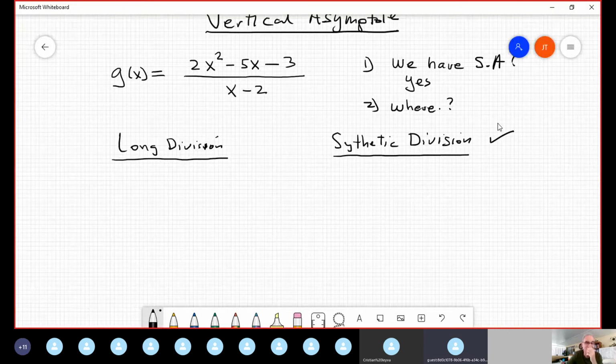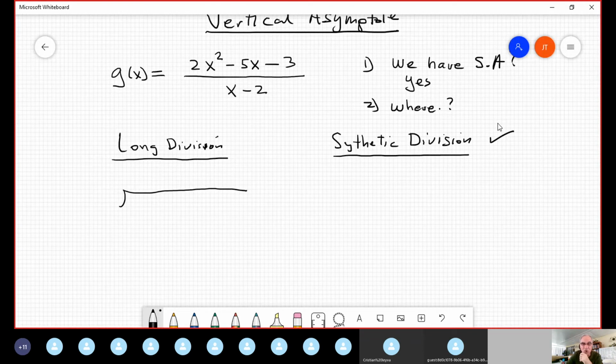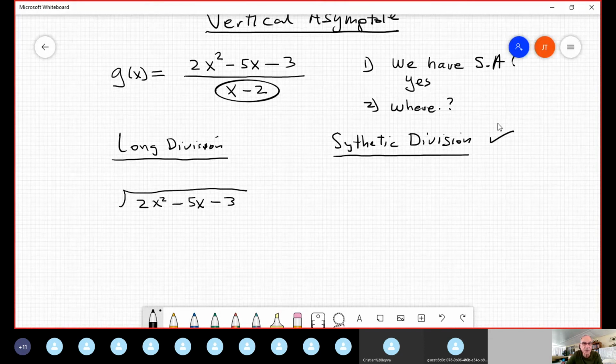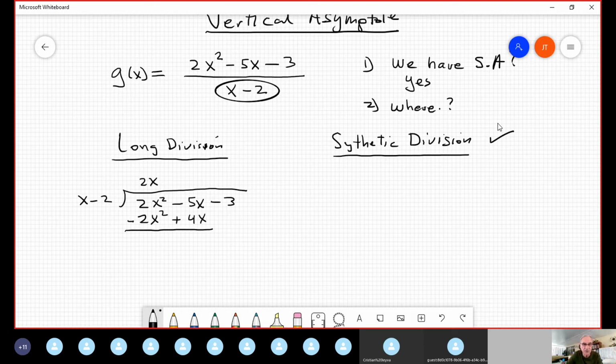Okay, let's do it in both ways. Let's do it using long division first. Long division is possible always, but here it is applicable because the degree of the denominator is 1. Then you copy 2x squared minus 5x minus 3 divided by x minus 2. Then we have 2x, because 2x times x is 2x squared. And 2x times negative 2 is negative 4x. By subtracting, change the sign, 0, and this is negative 1x.